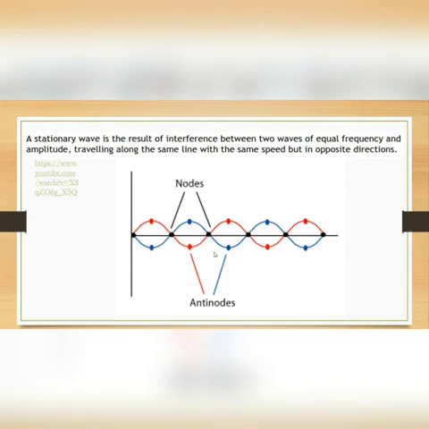Nodes are the points where there is no displacement at any time. And in between the nodes are positions called antinodes, where the displacement has maximum amplitude.